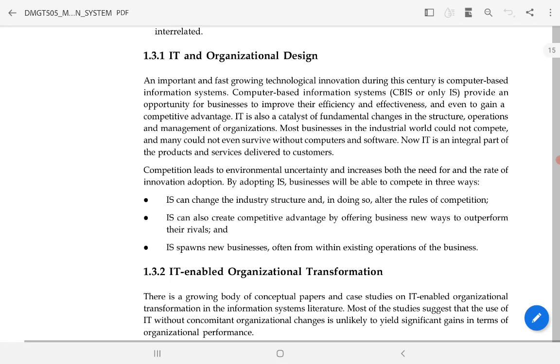Similarly, MIS and IT are used to change the organization design of a business. IS means information systems. Information systems can change the industry structure and, in doing so, alter the rules of competition. IS can also create competitive advantage by offering business new ways, and IS spawns new business.